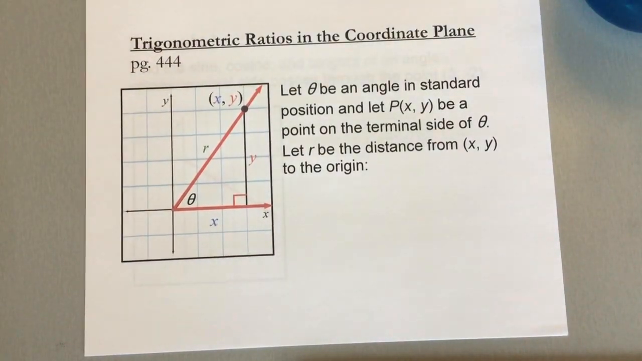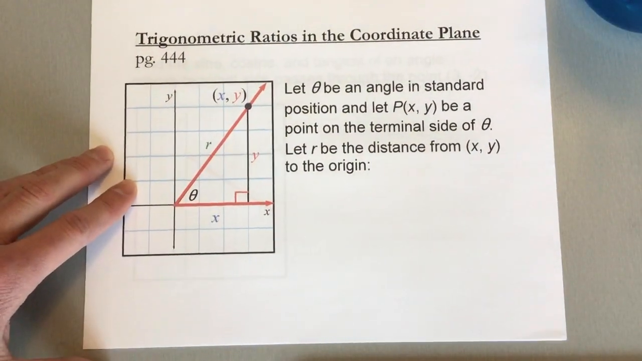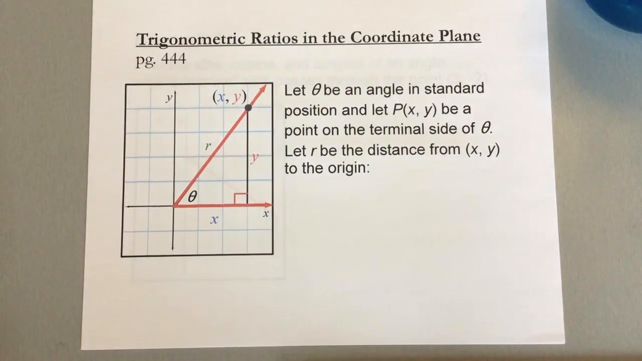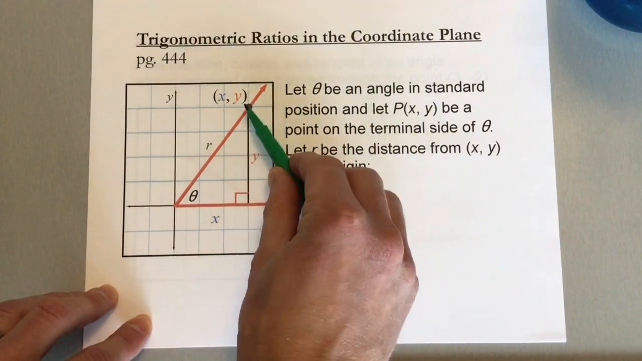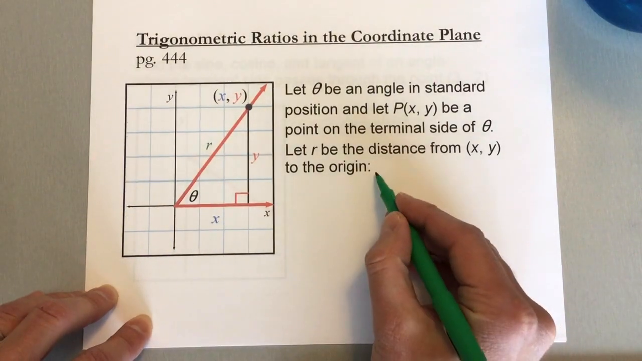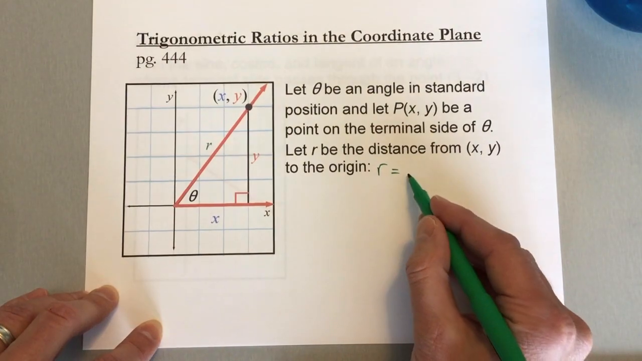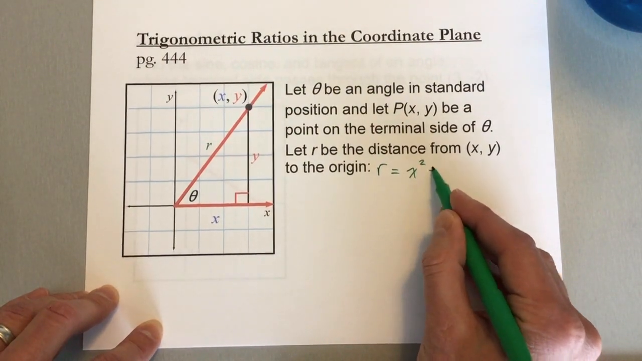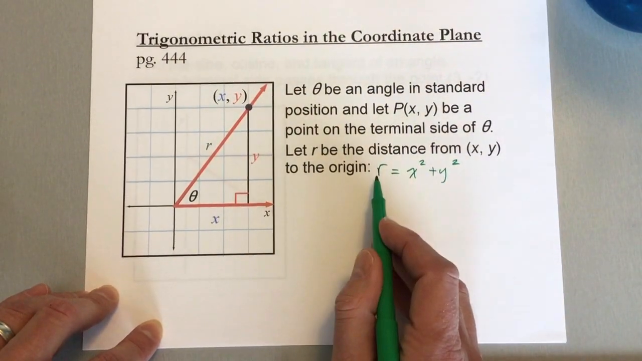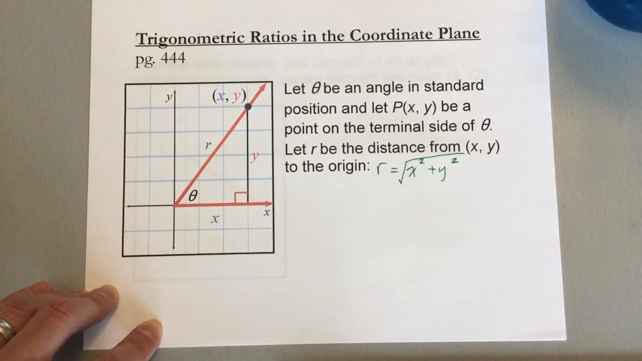So let theta be an angle in standard position, and let P with coordinates (x, y) be a point on the terminal side of theta. r would be the distance from this point to the origin, and we could calculate that r again by thinking in terms of the Pythagorean theorem. x squared plus y squared would be r squared, so I take the square root of both sides.